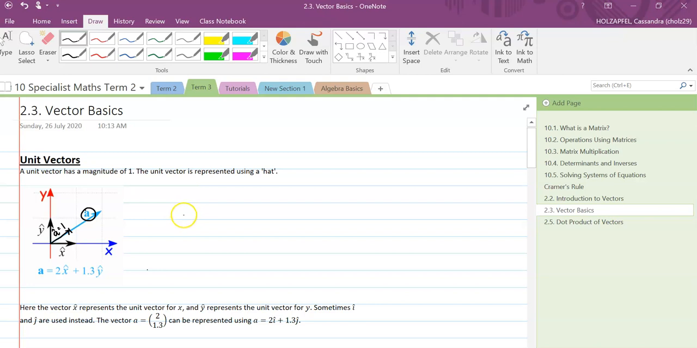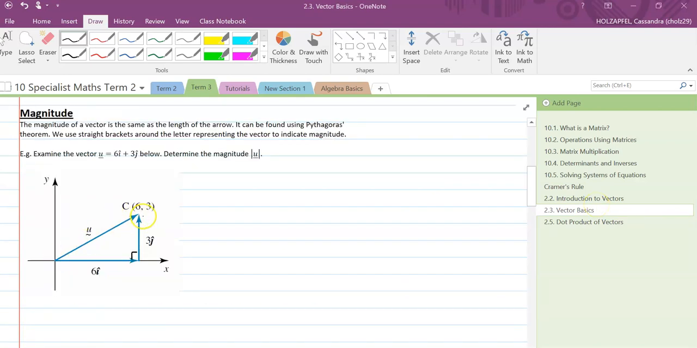Now we also have unit vectors that can be operating in the x and the y direction. So when we have a unit vector operating in the x direction, we call that the unit vector i. Similarly, when we have the unit vector acting in this direction here, in the vertical direction, we call that the unit vector j. So say for example that we had a vector where a is equal to (2, 1.3), then we can also represent that using 2i plus 1.3j, and it means the same thing.